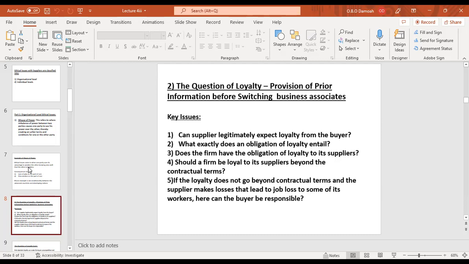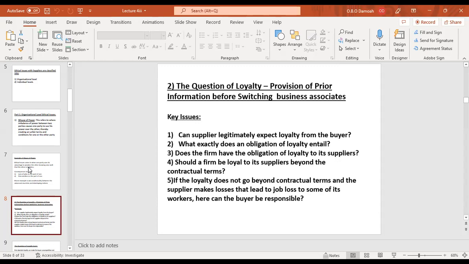That is what the natural law says. But in lecture one, we said ethics go beyond the law. And therefore, in situations where somebody says, oh, we've executed a contract, and therefore I'm not under any obligation to alert you that I'm not going to buy from you, business ethics is trying to say such a behavior is not loyal enough and therefore constitutes unethical practice.